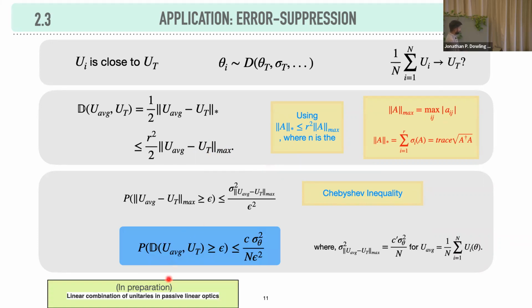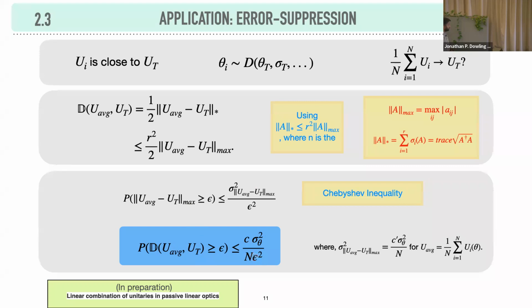And so basically what this equation shows is that the probability that the distance between your average unitary and your target unitary is greater than epsilon is upper bounded as a function of the variance of your parameters, and also the number of unitaries that you are encoding or averaging.